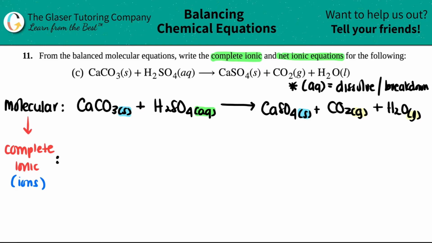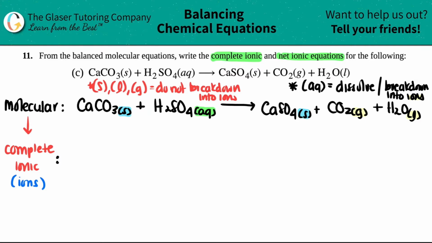What are you going to break down to? You're going to break down into your ions. Only aqueous compounds will break down into ions. So all the other states, solid, liquid, gas, do not dissolve. They do not break down into their ions. They will just be left all by themselves. Now, when you do break down into your ions, you're always going to break down into two separate components, the positive charge and the negative charge.